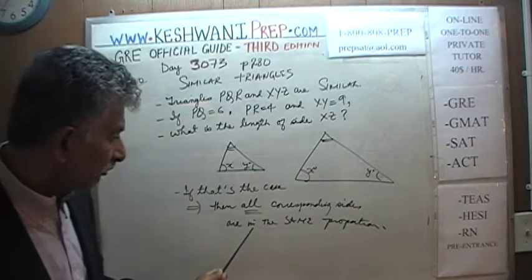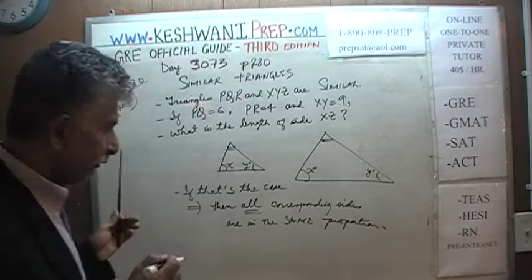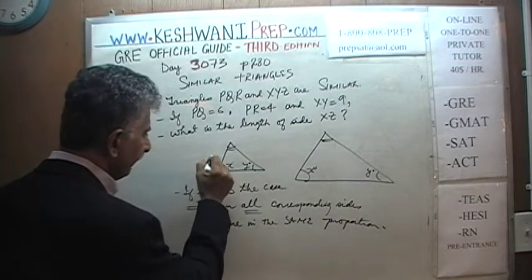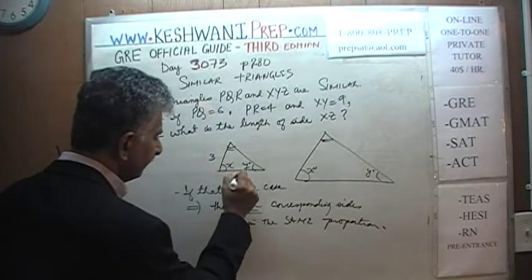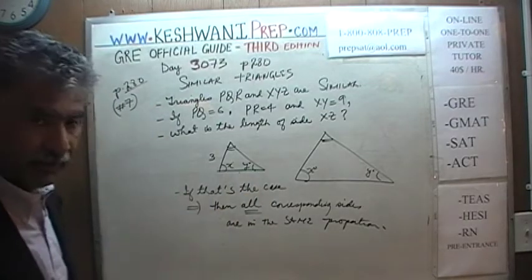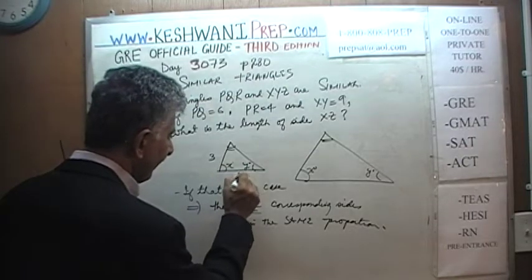If that's the case, then all the corresponding sides have to be in the same proportion. Here's what that means. For example, if this is 3 and this is, I can't say 3, 4, because then the third would be 5 and it would have to be a right angle triangle. So I'm just going to make something up. Let's say this is 5 and this is 7.